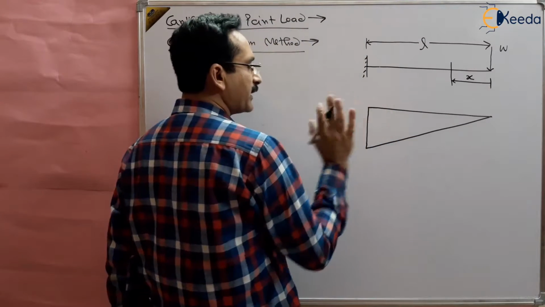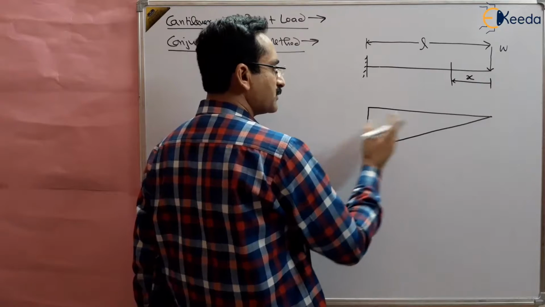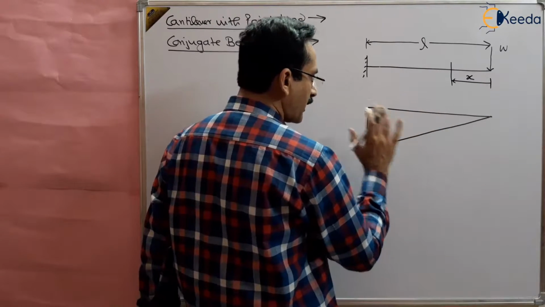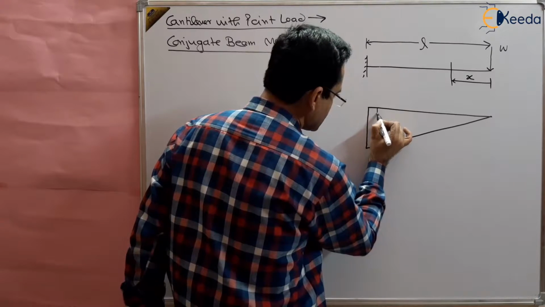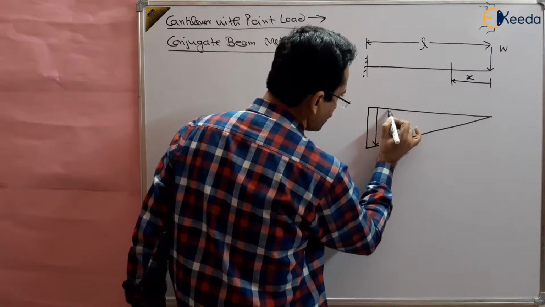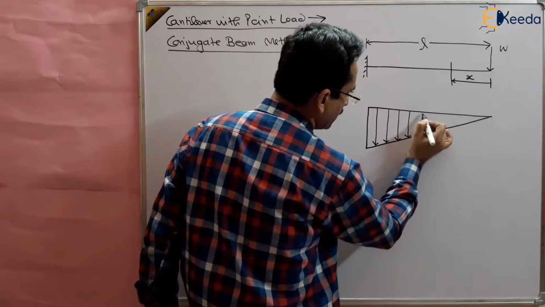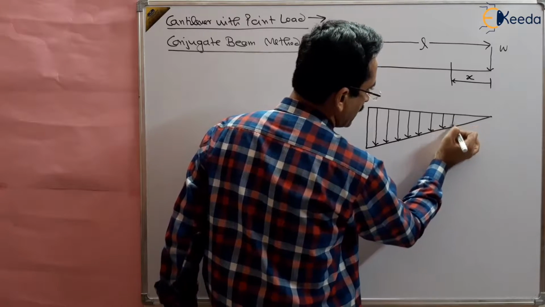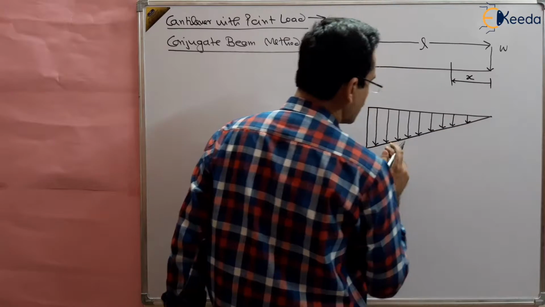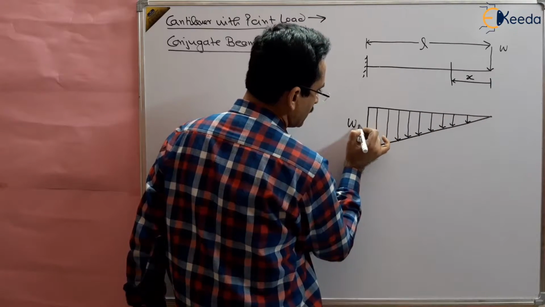It is actually negative, but it doesn't matter when you find the slope and deflection whether you use it negative or positive. I am showing this bending moment downward, although it should be upward, but it doesn't matter because we want to find the magnitude of slope and deflection. So negative and positive bending moment doesn't matter. So this is the bending moment diagram, and the maximum peak point is WL.